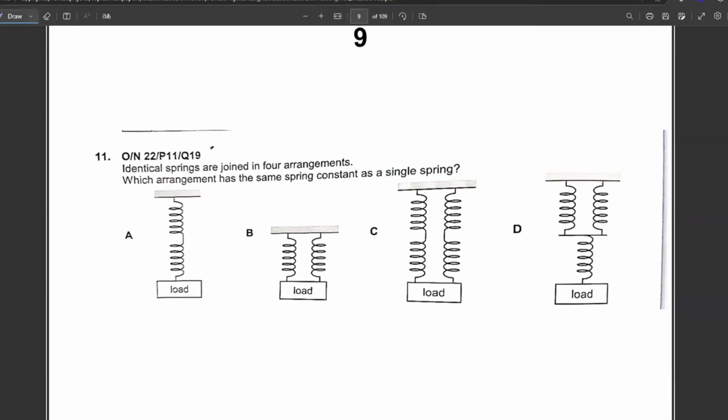Okay, let's see. Identical springs are joined in 4 arrangements. Which arrangement has the same spring constant as a single spring? Perfect. So, which spring will have the same spring constant as a single spring?